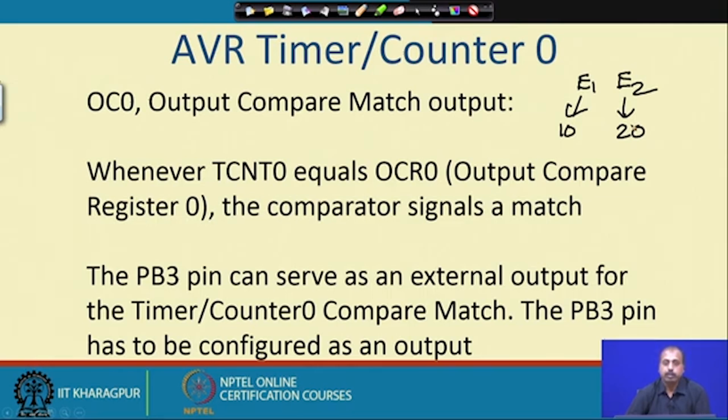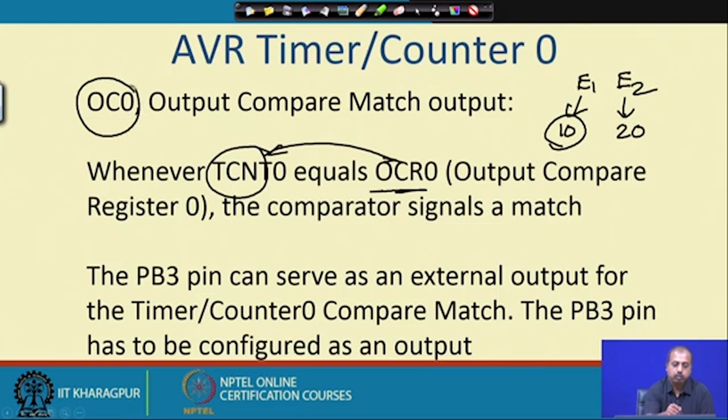However, in the AVR microcontroller there is another register, the output compare register, OCR. In this OCR you can load a value, say 10 initially, and start the timer. When the timer goes up to 10, TCNT0 will match with OCR0, and accordingly the OC0 output will be made 1.